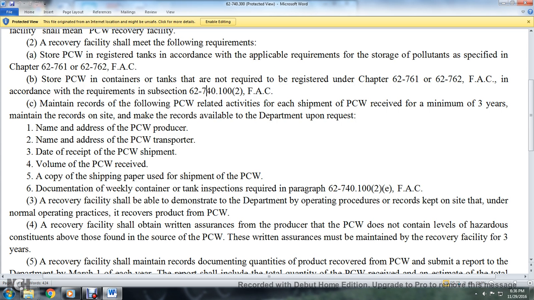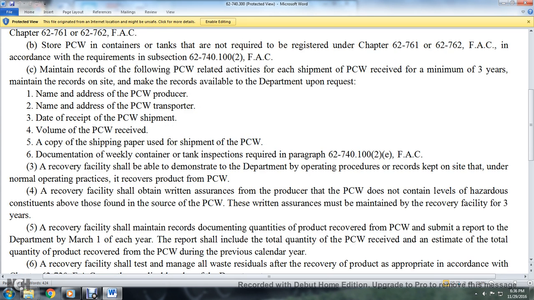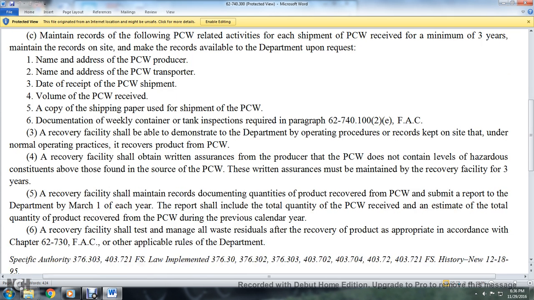The recovery facility shall maintain documentation of the quantity of product recovered from the petroleum contact water and shall submit a report to the department by March 1st of each year. The report shall include the total quantity of petroleum contact water received and an estimate of the total quantity of product recovered during the previous calendar year. The recovery facility shall test and manage all waste residual after recovery of the product as appropriate in accordance with Chapter 62-730, Florida Administrative Code, and other applicable rules of the department.